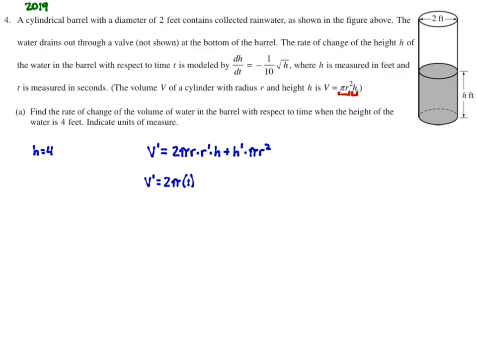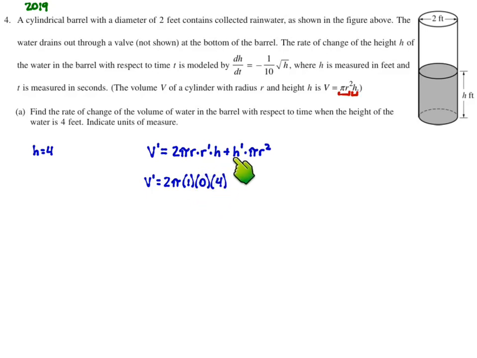So that brings up the point, what is r prime? Well, r prime is the rate at which the radius changes. Since the radius isn't changing, we would say that r prime is 0. Now we know what h is. h is 4, but we didn't actually need that at all in this case because r prime is 0 here.